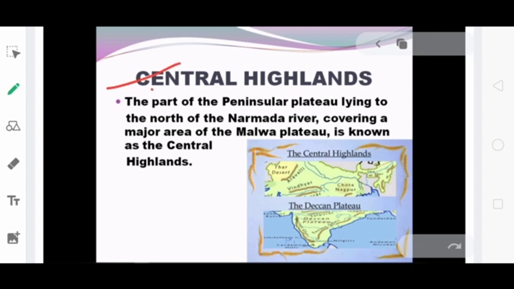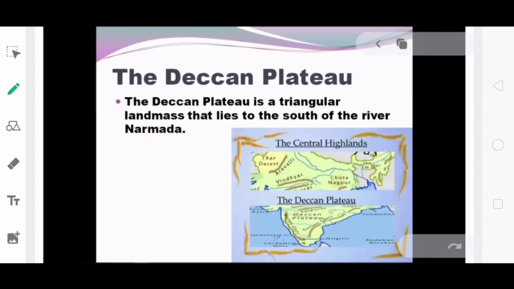Now, first we will go ahead with the Central Highlands. The part of the Peninsular Plateau lying to the north of the Narmada River, covering a major area of the Malwa Plateau, is known as the Central Highlands. This consists of the Chota Nagpur Plateau, Vindhya Range and Aravalli Range, which is to the north of the Satpura Range. The Deccan Plateau is a triangular landmass that lies to the south of the river Narmada.